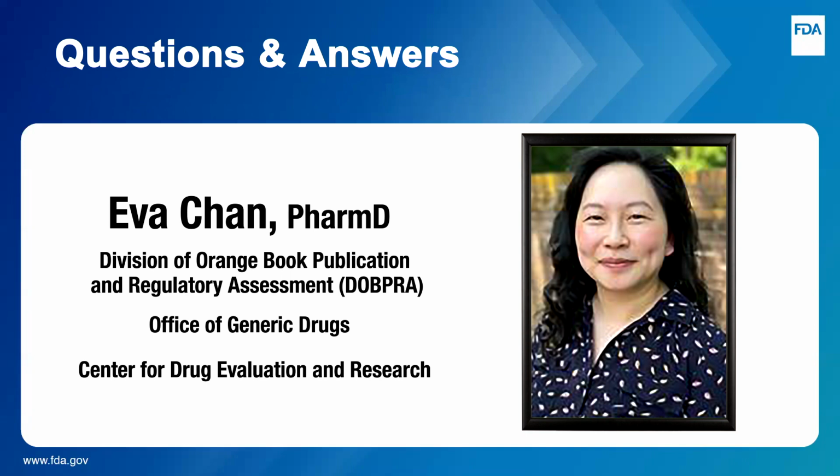Can you filter the Orange Book to find approved new drugs, such as original drugs, not therapeutic equivalents, in a certain therapeutic area? Unfortunately, the Orange Book doesn't have a type of filter for therapeutic class. In general, if you're looking for an original approved drug, those would usually be the NDAs, and usually they're designated RLD.